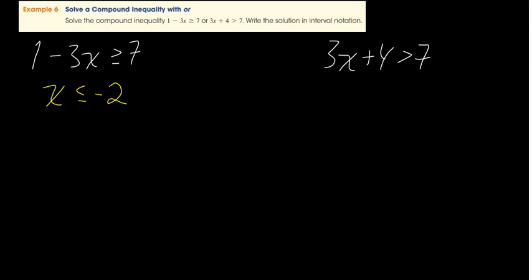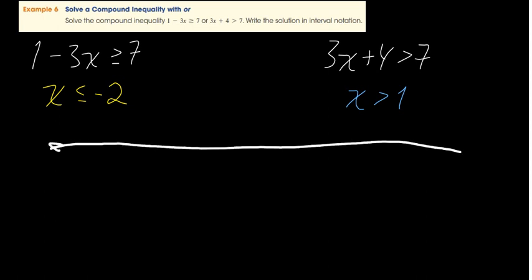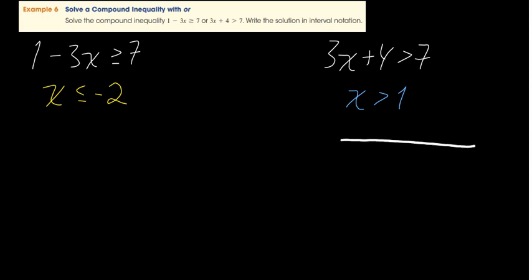And on the right side, we're going to subtract 4 from both sides. So if we subtract 4 from both sides, we end up with 3x is greater than 3. And if we divide both sides by 3, we end up with x is greater than 1. Okay, similar thing here. We don't necessarily have to draw a number line at this stage, but for those who want to be very thorough and fully understand what you are doing, I do encourage you to draw the number line.